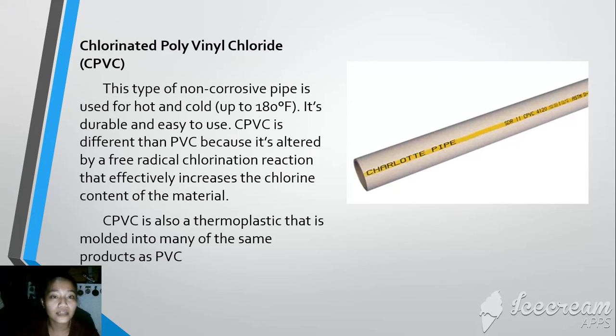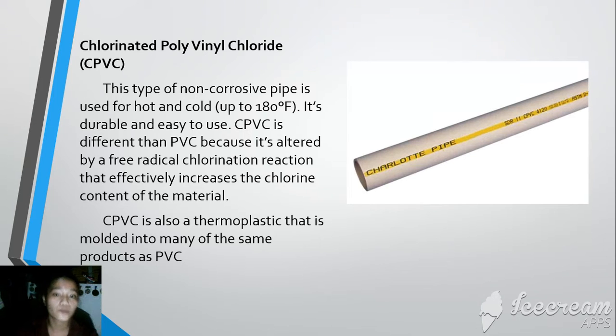Next is chlorinated polyvinyl chloride, or CPVC. It is a non-metal pipe. This type of non-corrosive pipe is used for hot and cold water up to 180 degrees Fahrenheit. It is durable and easy to use.